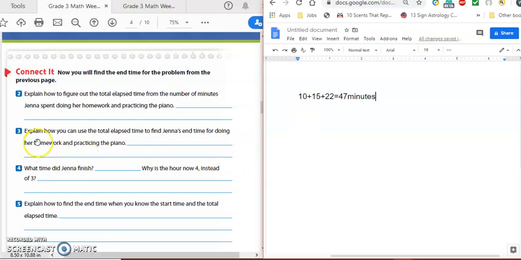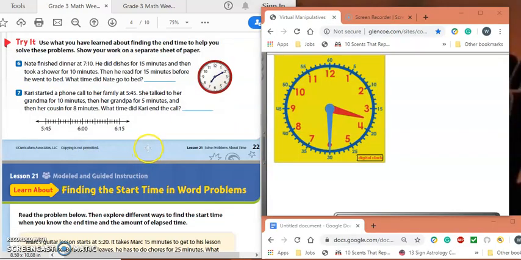Number 3 says, explain how you can use the total elapsed time to find Jenna's end time for doing her homework and practicing the piano. We can start at 3:30 on the clock and then count 47 minutes. Let's do that. 5, 10, 15, 20, 25, 30, 35, 40, 45, 46, 47. There we go. So that's 47 minutes around the clock, and that's how we can tell the time.